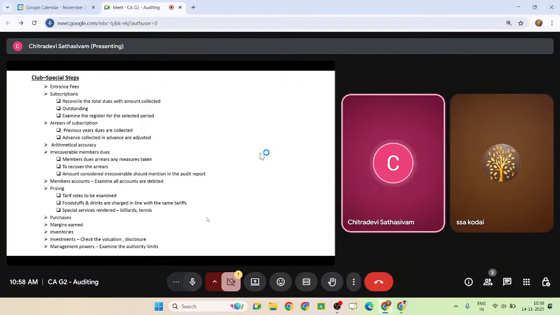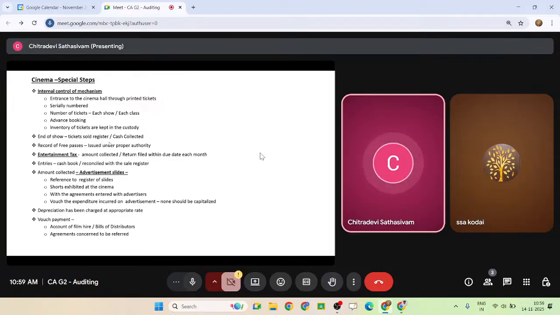You should not say anything about the point which is minimal. Like salaries, yes, we all know they pay salaries for staff, but that is a general consideration point. The special consideration point is arrears for subscription. You have to ensure that legal fees are correct and examine it. So this is one of the important special steps. That is the most important thing, why they classify all these points under the special steps.